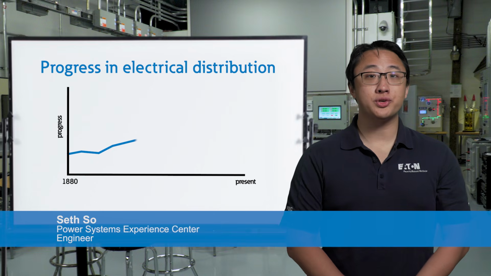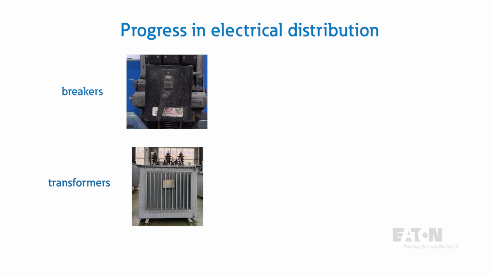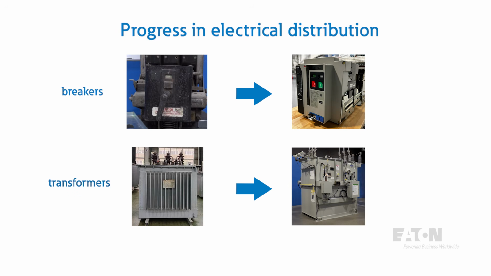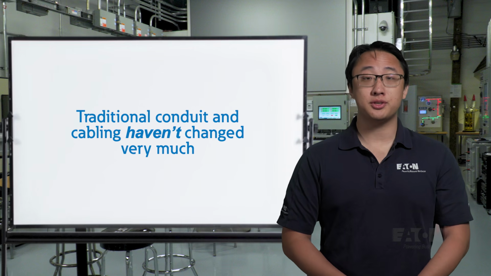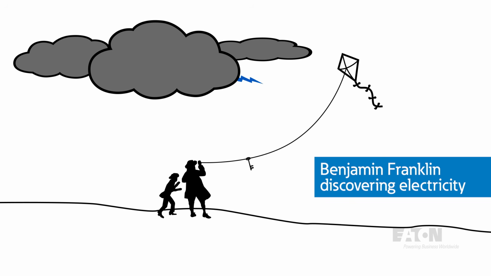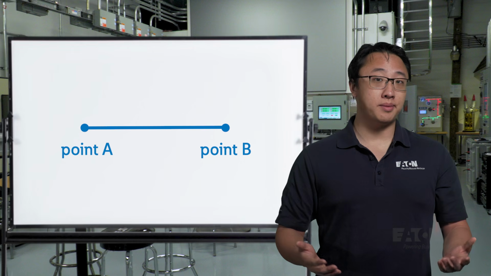Progress in electrical distribution tends to be slow and steady. Electrical infrastructure like breakers and transformers have all been steadily improving since they were invented, and even things like enclosures have become safer over time. On the other hand, traditional cable and conduit haven't changed much due to their simplicity and straightforward purpose. Since the discovery of electricity, wires have served their purpose in routing power from point A to point B with very little need for improvement.